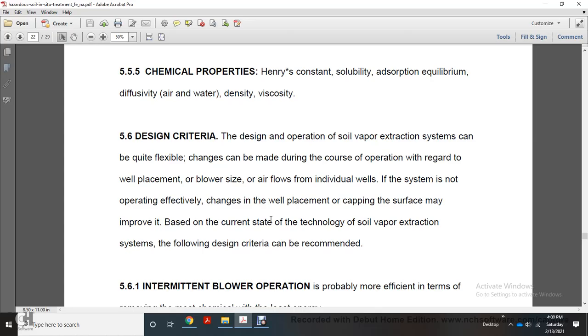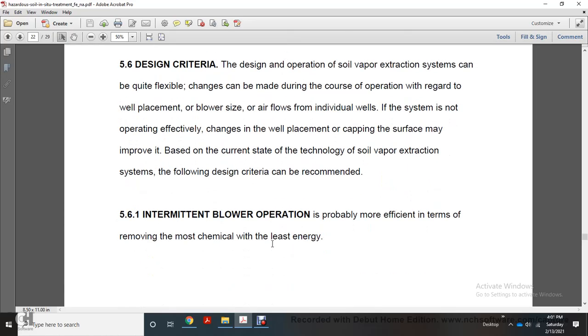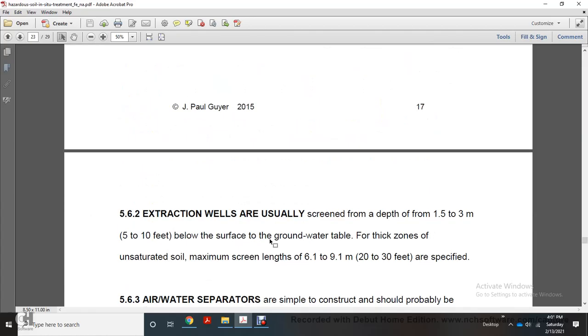operation with regard to well placement, blower size, and airflows in individual wells. If the system is not operating efficiently, changing the well placement and capping of the surface may improve it. Based on the current state of the technology, the following designs can be recommended for soil vapor extraction systems: intermittent blower operation is probably more efficient in terms of removing the most chemical with the least energy.